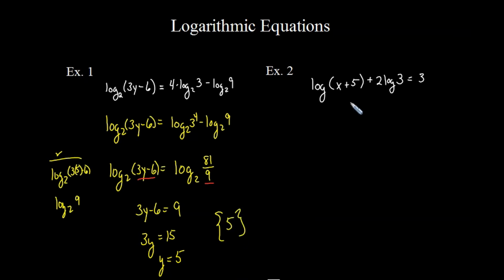Now, example 2 is different than example 1. In example 1, we were able to make use of the 1-to-1 rule, that if we have two same base logarithms, then we can set their values equal to each other to solve. On example 2, we have a value that is not inside the logarithm. So we will have to exponentiate both sides or use inverse functions to solve example 2.